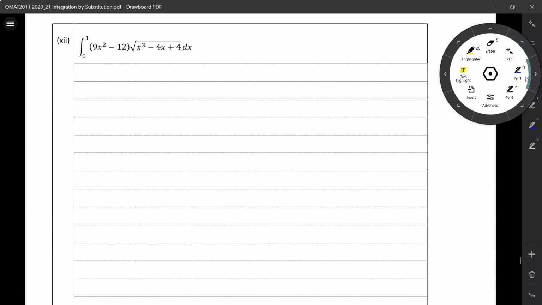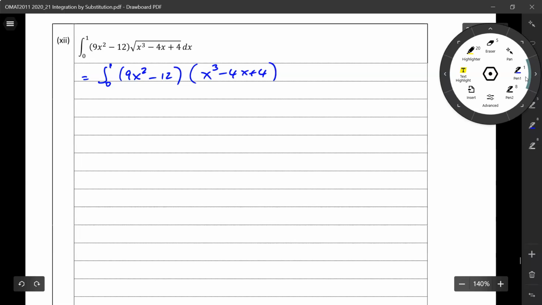In this example, we rewrite the square root as a power. So we're going from 1 to 0 as our limits of 9x squared minus 12 times x cubed minus 4x plus 4. And we replace the square root with a power of a half. Then we follow our standard procedure.